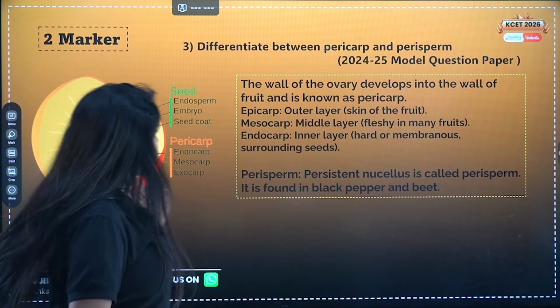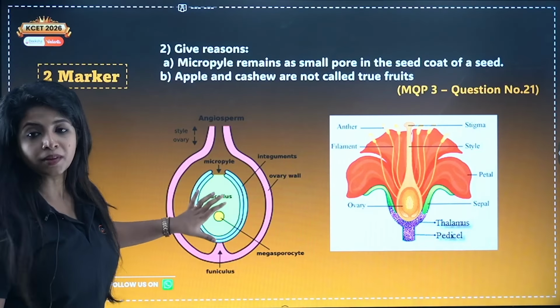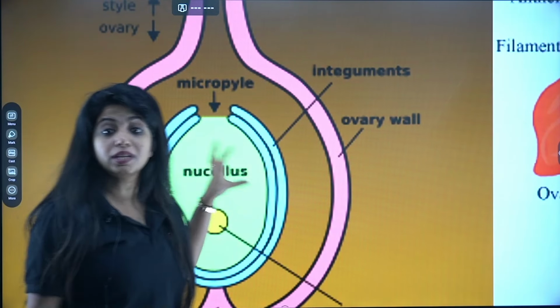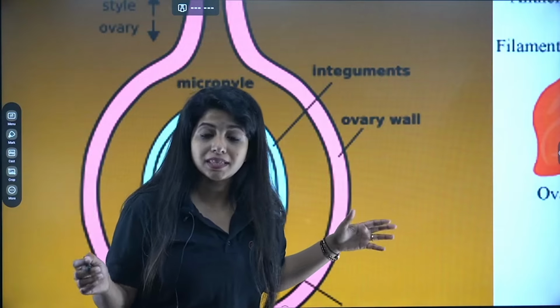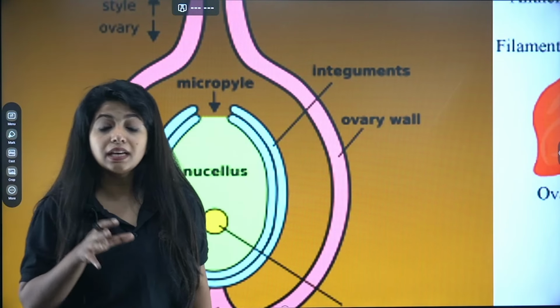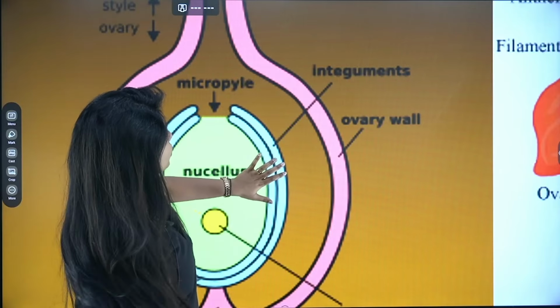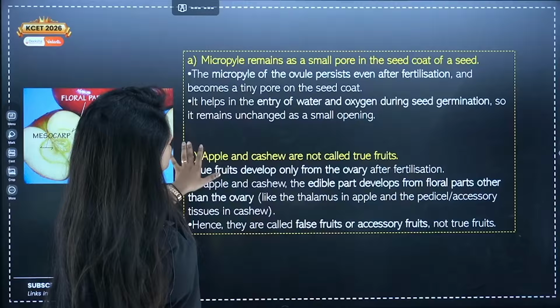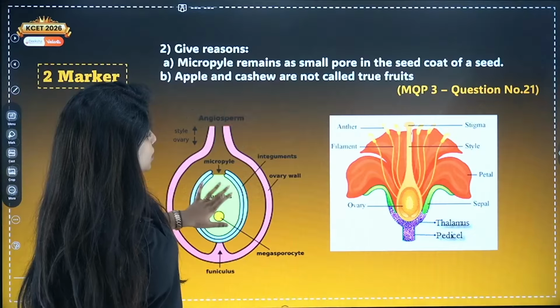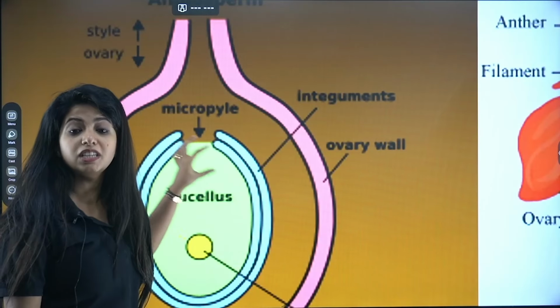So my dear children, if at all you have seen the structure of the ovule, you have cells around it which you call the nucellus. Initially that nucellus is there, later on it usually disintegrates or goes away. But in some of the plants out there, this nucellus still persists.